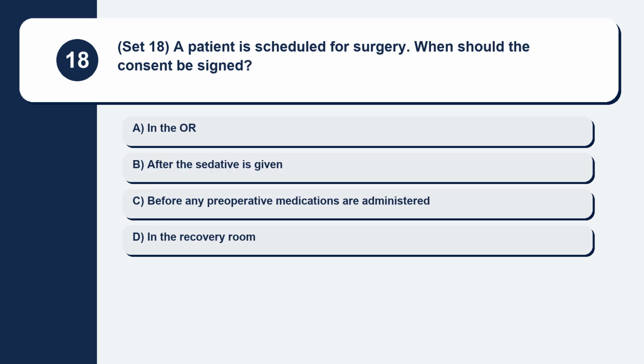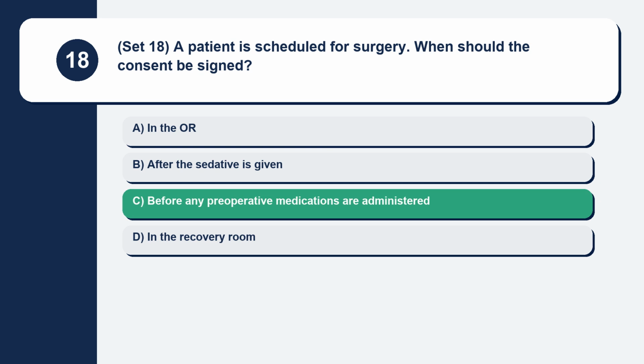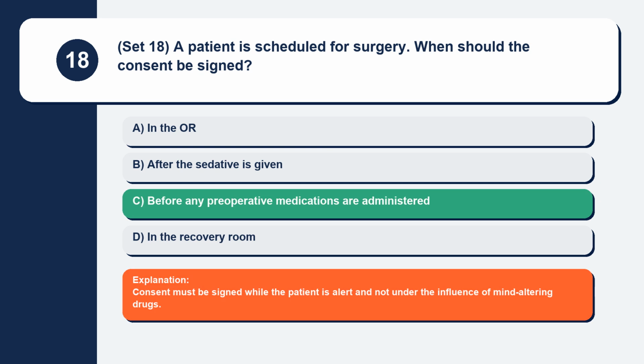Question 18. Set 18. A patient is scheduled for surgery. When should the consent be signed? In the OR, after the sedative is given, before any preoperative medications are administered, in the recovery room. Consent must be signed while the patient is alert and not under the influence of mind-altering drugs.